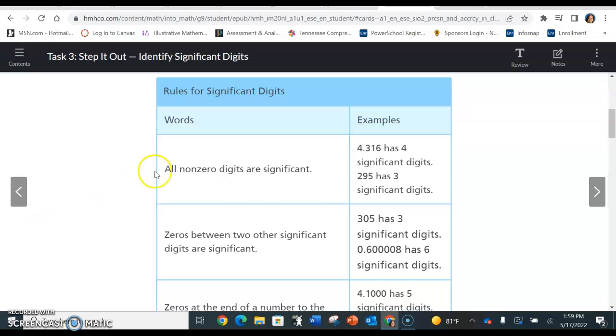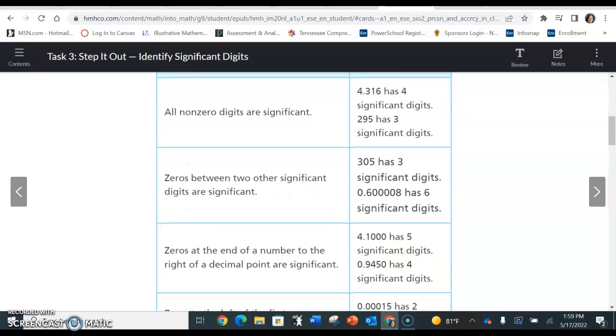All right, all non-zero digits are significant. So 4.316 has 4 significant digits. 295 has 3 significant digits. Those are very easy to indicate. All right, zeros between two other significant digits are significant. So 305 has 3 significant digits because the zero is between the 3 and the 5. It makes that zero significant.